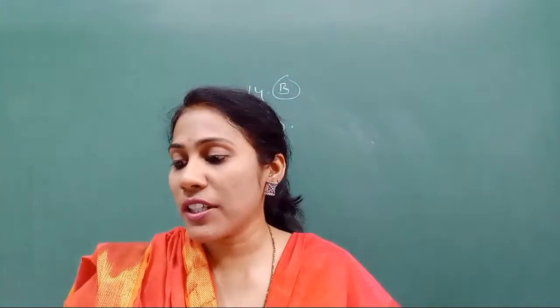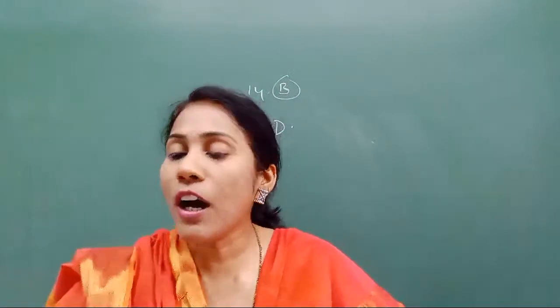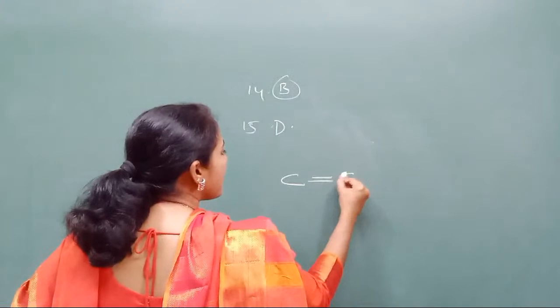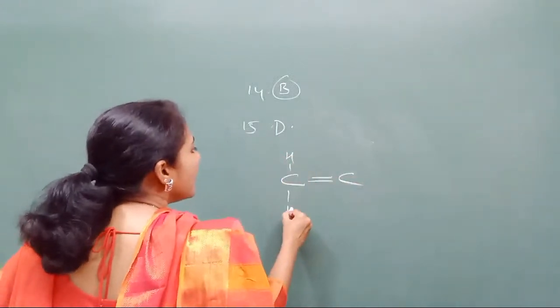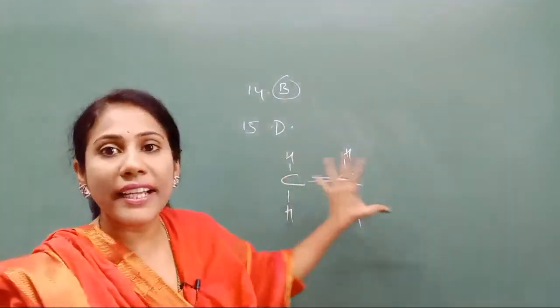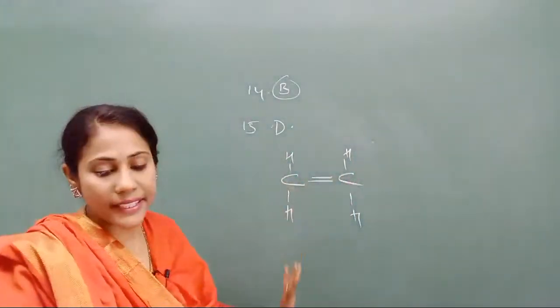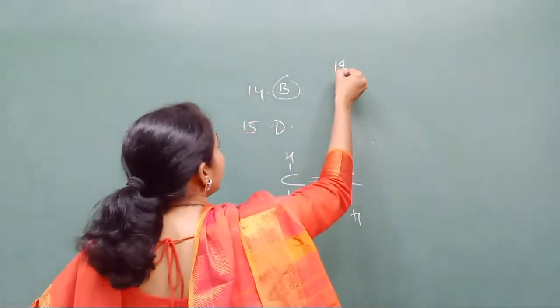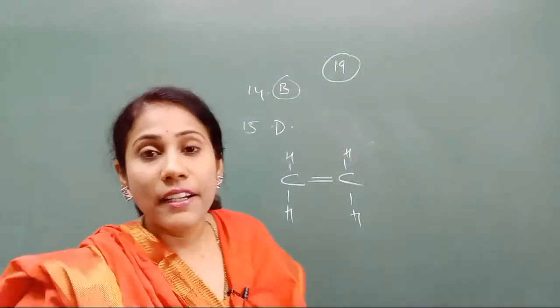And 18th question, write the structural formula of the ethene molecule. Such an easy question, ethene. So this is our ethene molecule. The structure you have to write properly. Then the 19th question, you have to be very careful, and I told you that this type of question is very, very common.